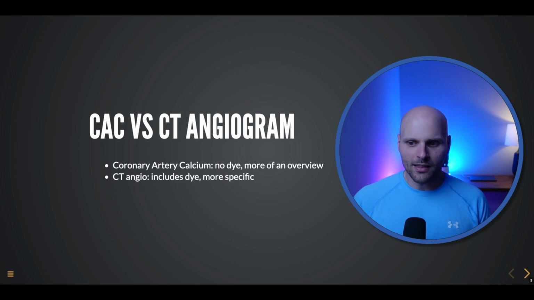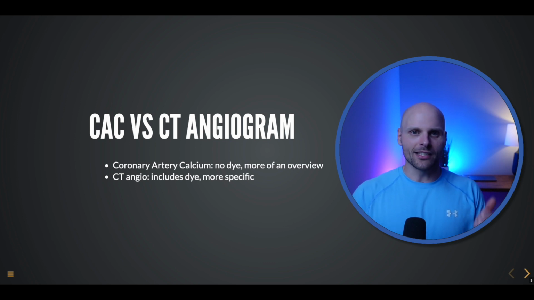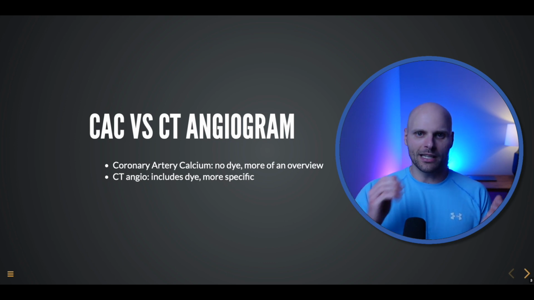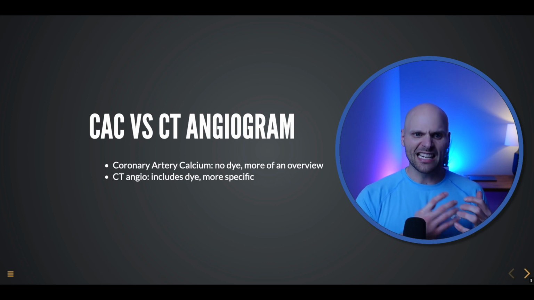The CAC scoring can be used to determine the actual presence and extent of calcified coronary artery plaque, whereas the coronary CT angiogram, or sometimes they'll call it CTA, visualizes calcified and non-calcified plaque, as well as the severity of luminal stenosis. So what that means is the CAC is kind of like binary. It's like, okay, do you have calcium or not? And we can quantify that more. But what it doesn't show is soft plaque, meaning things that haven't calcified yet.